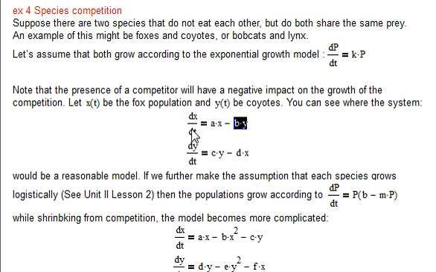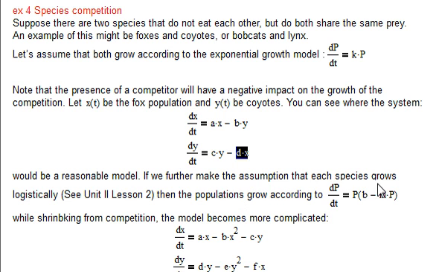we're removing, the change in the fox population is affected negatively by the change in the coyote population. And similarly, the change in the coyote population, well, that's c times y, of course, but it's also minus d times x, so that rate of change could be decreasing based on the size of the fox population. So that would be a very reasonable model.